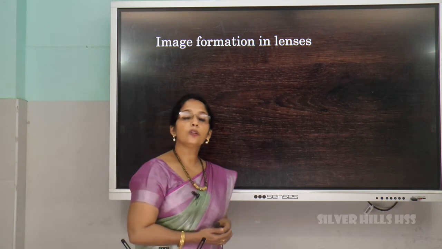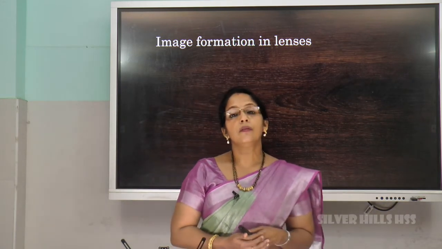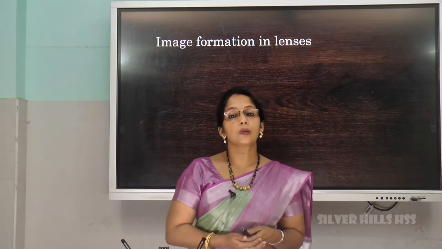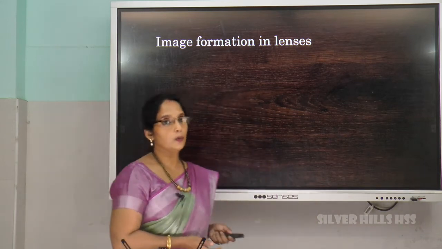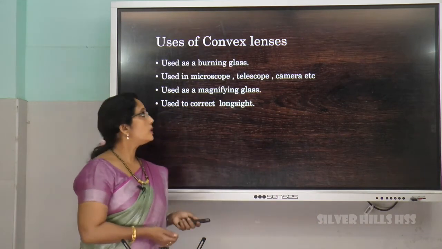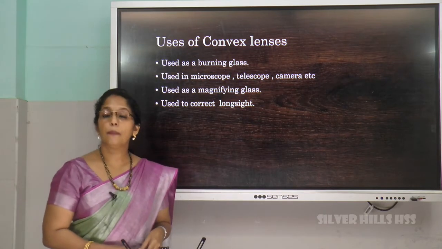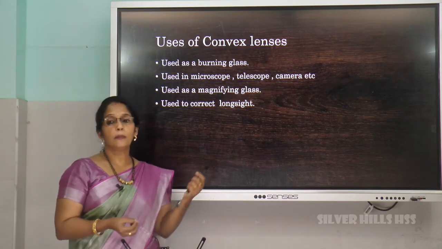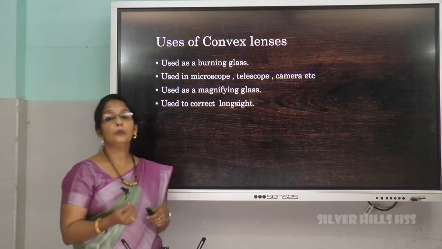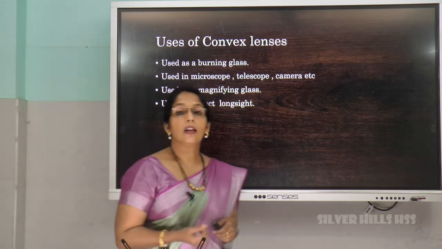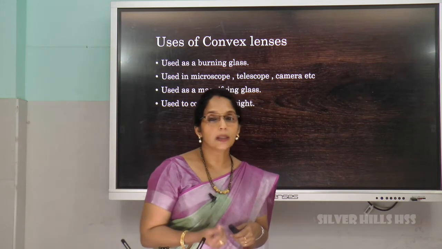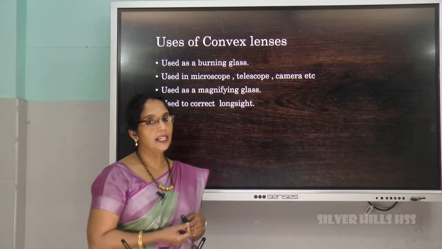Now we can move on to the uses of these lenses, where convex lenses as well as concave lenses are used. First we can look at the use of convex lens. Convex lenses are used as a burning glass. All of you may be using this convex lens to burn sponges as well as small bits of paper, dry pieces of leaves, etc.